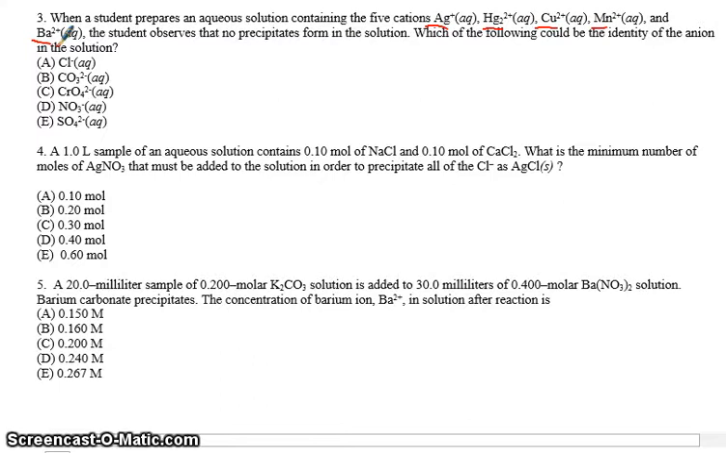Barium. And so the student observes that no precipitate forms. Which of the following could be the identity of the anion? Remember, the anion is the negative ion in the solution. And really what we're looking for is which of these anions will have no exception to solubility.